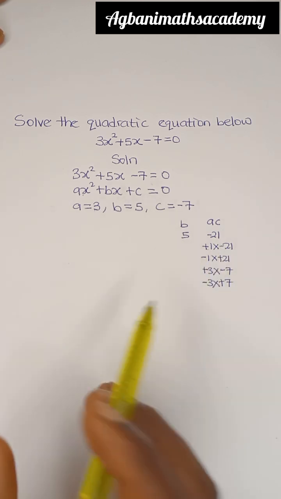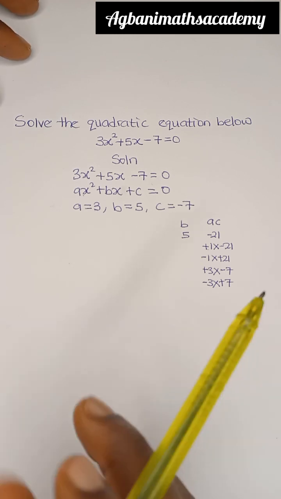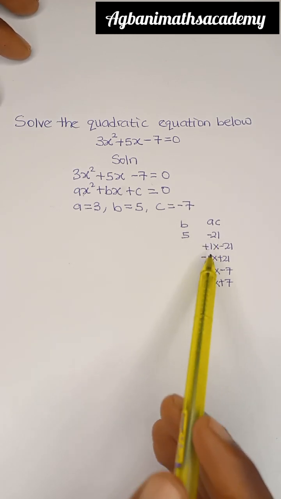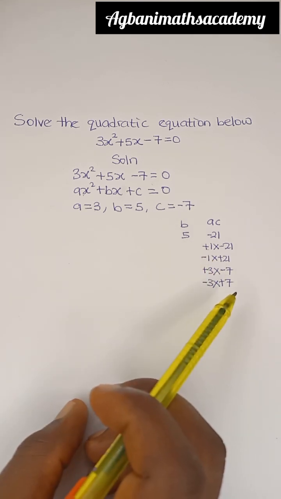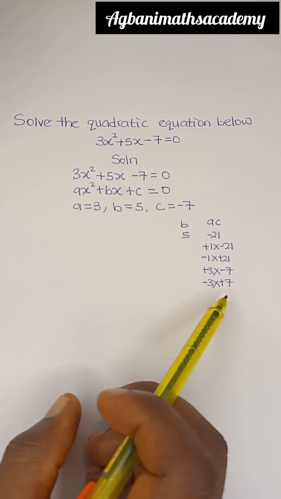So in this situation, we cannot use factor method. Since we do not have two whole numbers that will multiply themselves to give us minus 21 and also add themselves to give us 5, we cannot continue with the factor method. So this is the limitation of using the factor method. But the formula method helps us to overcome this problem.